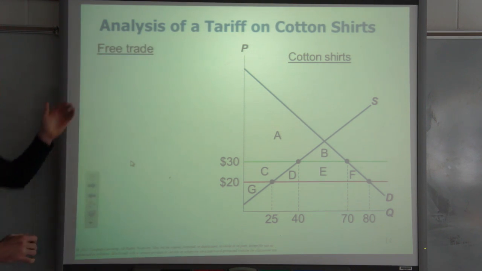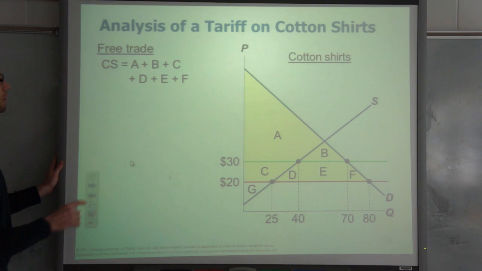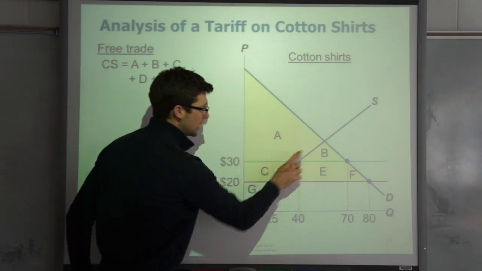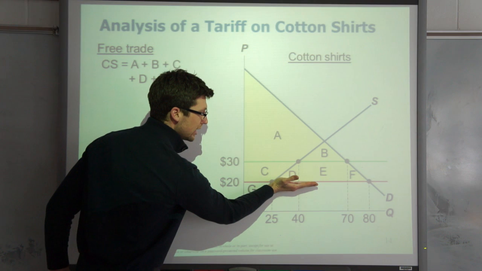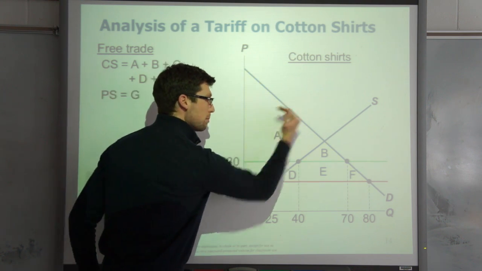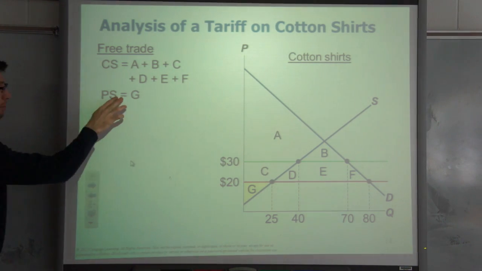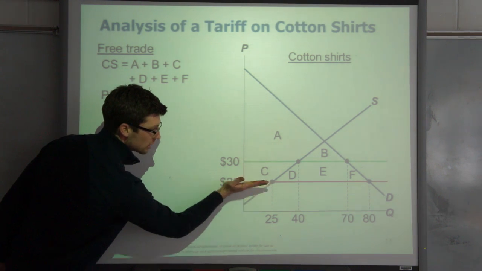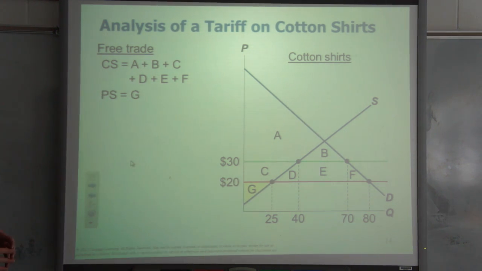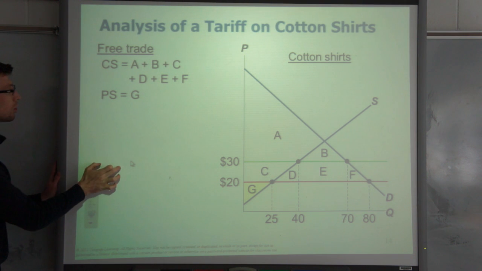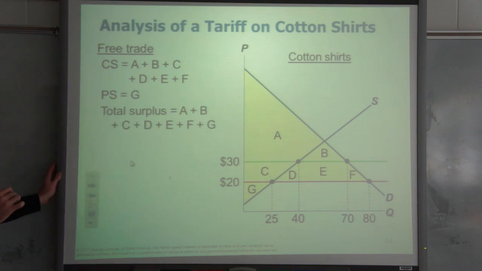So when we look at the letters, free trade. What happens with free trade? Consumer surplus is A, B, C, D, E, and F. It is the area above the price, but below the demand curve. Our producer surplus, the area above the supply curve and below the price, is G. That's all our total surplus.